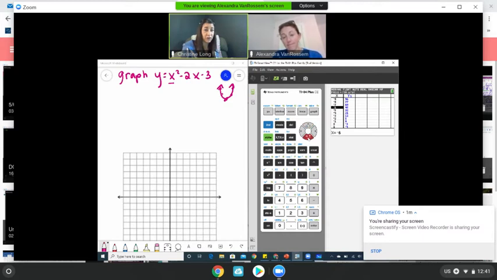Well, lucky for us, there's a formula. What is it? Well, the formula is actually to find the axis of symmetry. And it's going to be x equal to, because it's the axis of symmetry, x equal to negative b over 2a.